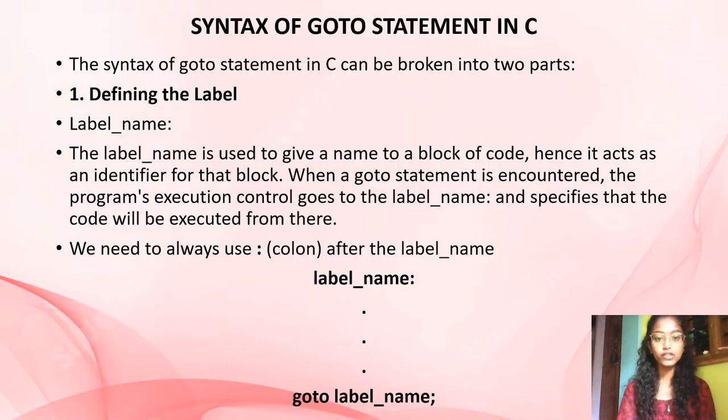And the next is the syntax of goto statement in C. The syntax of goto statement in C can be broken into two parts. The first is defining the label. The label name is used to give a name to a block of code. Hence, it acts as an identifier for the block. When a goto statement is encountered, the program execution control goes to the label name and the code will be executed from there. We need to use a colon after the label name. Here is the label name and these are the statements, and this is the defined label.